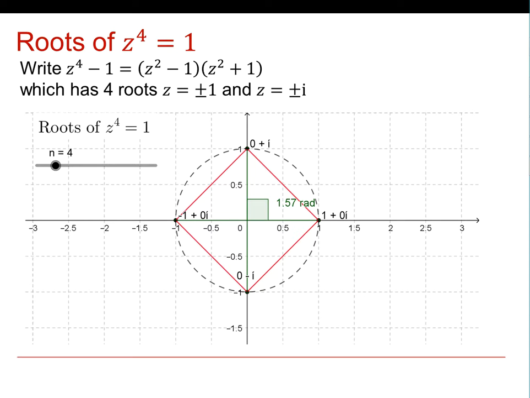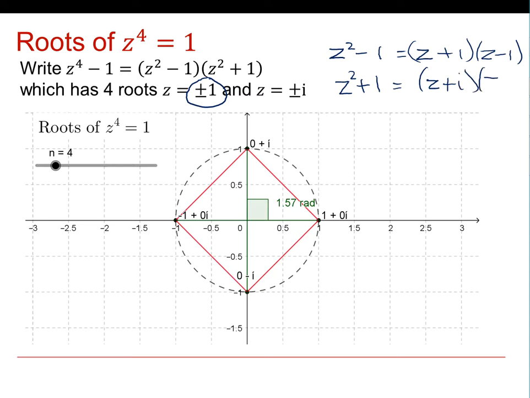For z to the 4 equals 1, we could factorise this to being z squared minus 1 and z squared plus 1. We know that z squared minus 1 can then be written as z plus 1, z minus 1, leading to the two roots plus or minus 1. z squared plus 1 can be factorised z plus i, z minus i, leading to these two roots here.